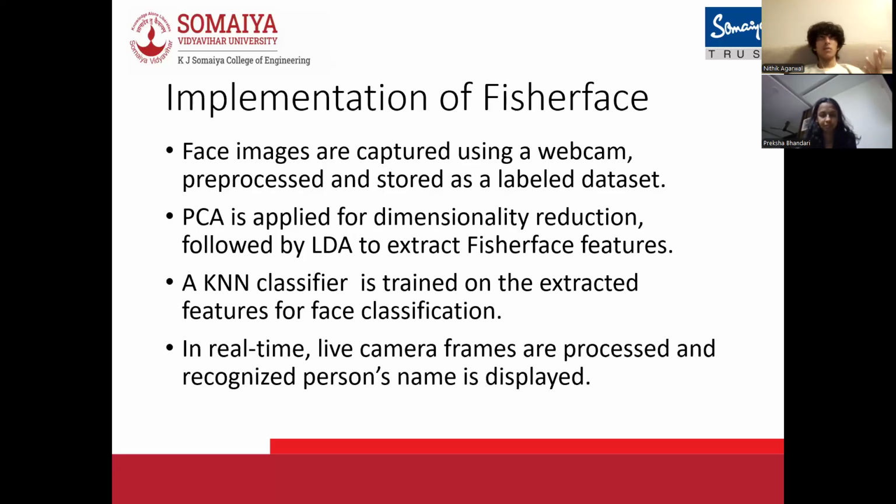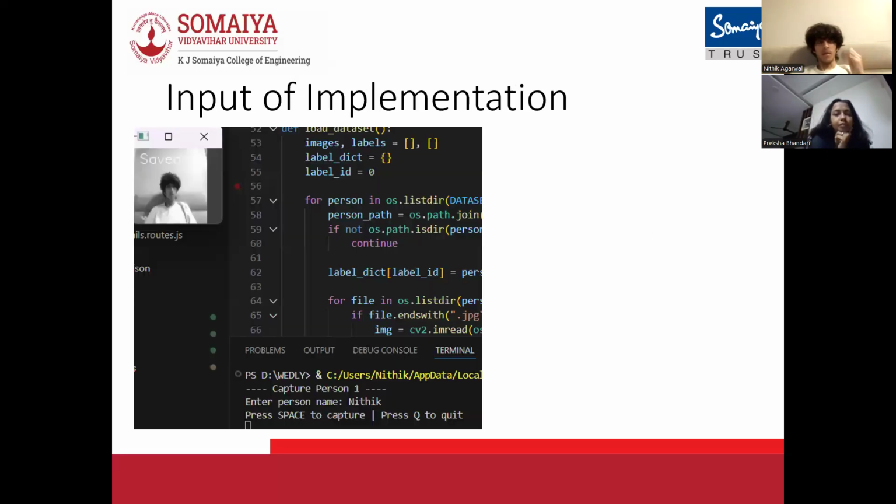We took pictures of myself and Preksha and stored them in labeled datasets for person one, Nitik, and person two, Preksha. And then PCA is applied for dimensionality reduction, followed by LDA to extract Fisherface features. Then a KNN classifier is trained on the extracted features for face classification. In real time, whichever person is in front of the camera, that person's facial features are processed, and then the recognized person's name is displayed. Moving on to the next slide, I'll show you the implementation.